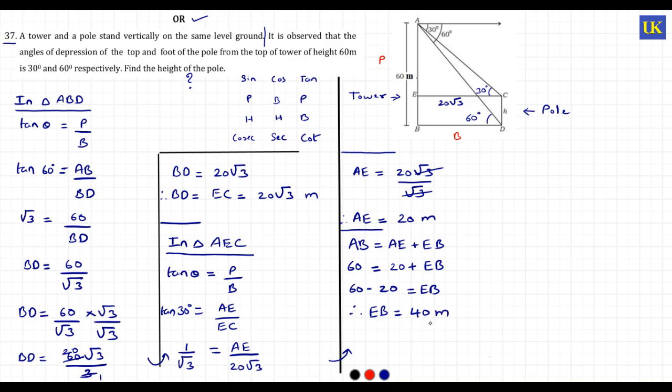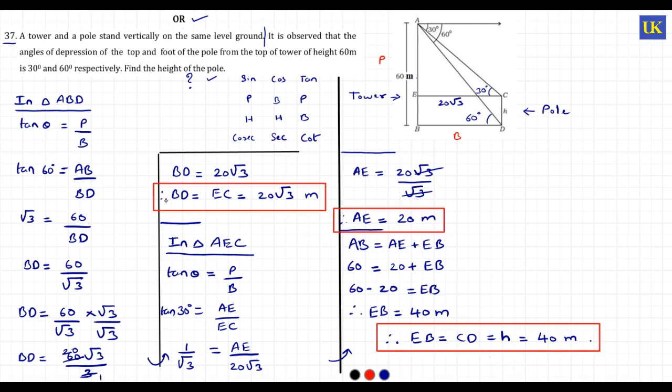And if EB is equal to 40, then we can also say that CD will also be equal to 40 because they both are parallel. EB is equal to CD is equal to H, which is what they have asked to find in the question, equal to 40 meter. And this is our answer. This is the height of the pole. CD is the height of the pole which they have asked to find in the question. So we have found it out.